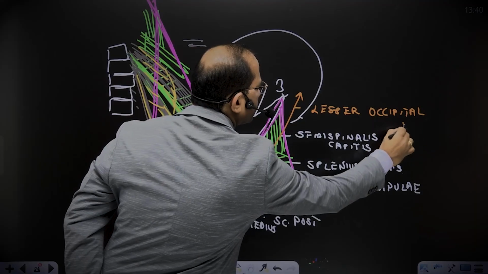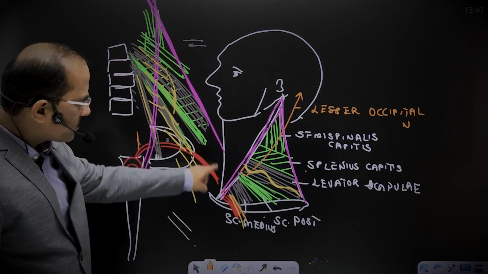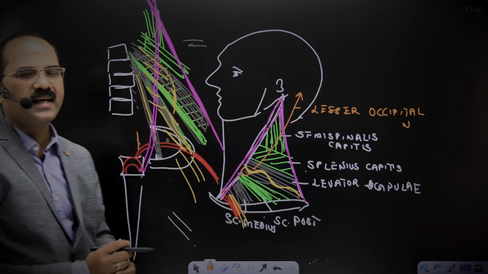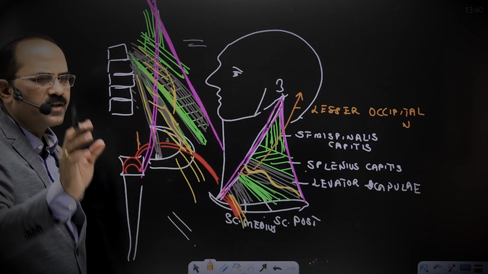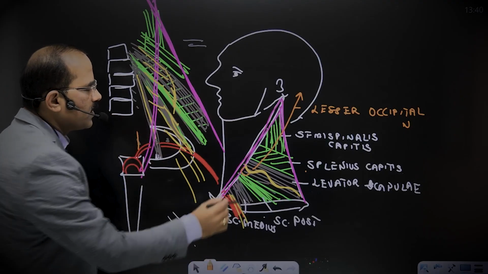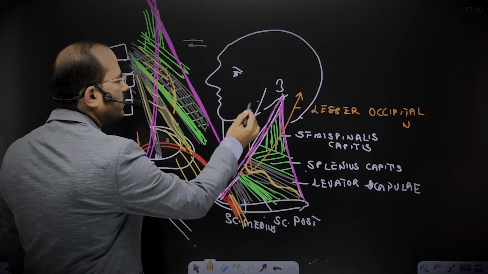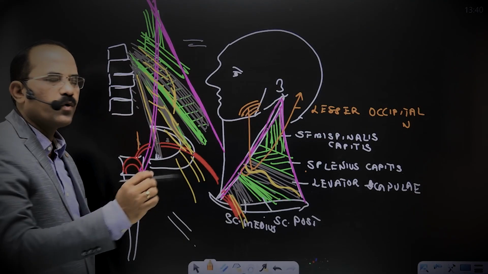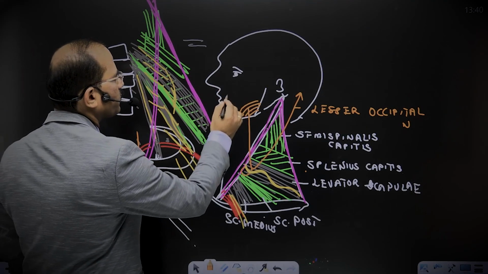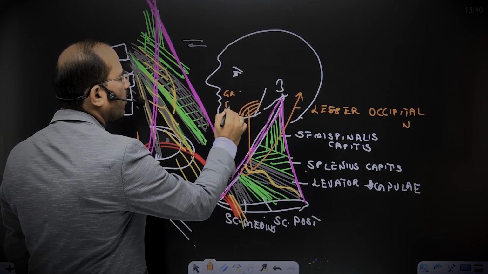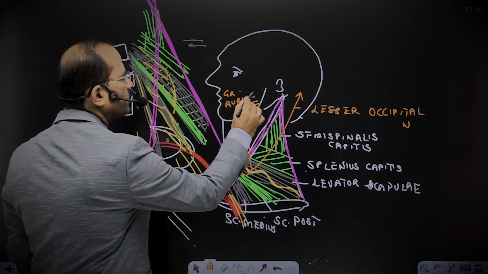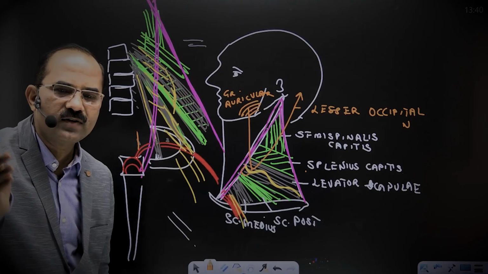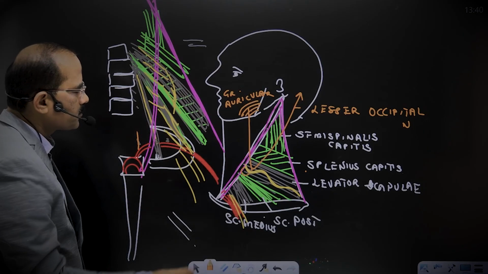Lesser occipital nerve. It winds around the spinal accessory and goes up to supply the skin over the occiput. That's the spinal accessory, that's the lesser occipital nerve, a branch of cervical plexus. Second is the nerve which comes here and supplies the skin over the angle of mandible, and this is what we call the greater auricular nerve. We know this, right? Skin over the angle of the mandible is supplied by greater auricular nerve. That's a branch of cervical plexus.